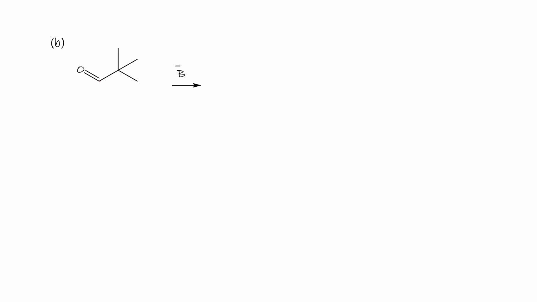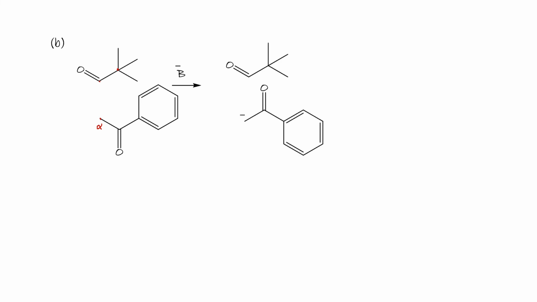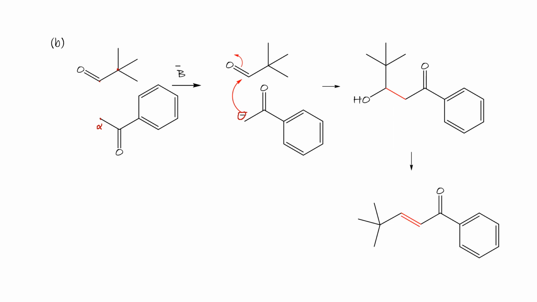For this compound, we have no alpha hydrogens. For the acetophenone, there is alpha hydrogen. So what we expect here is formation of the enolate on this carbon, followed by attack on the carbonyl, forming this beta hydroxy carbonyl compound, and dehydration to furnish the final product. That's what we expect.